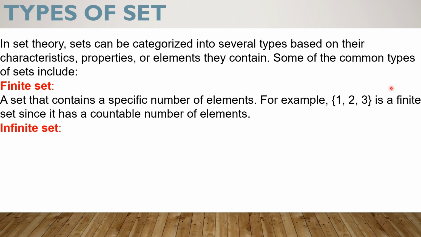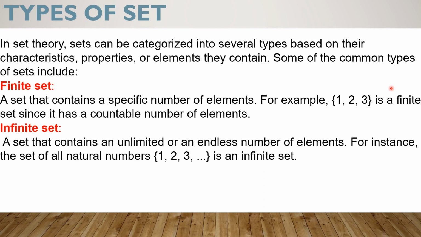Next one is infinite set, just the reverse of the finite set. A set that contains an unlimited or endless number of elements is called an infinite set. For instance, the set of all natural numbers 1, 2, 3, and so on is an infinite set. In an infinite set, the number of elements may be unlimited or endless.